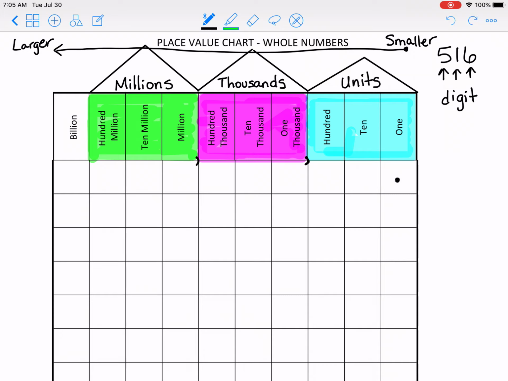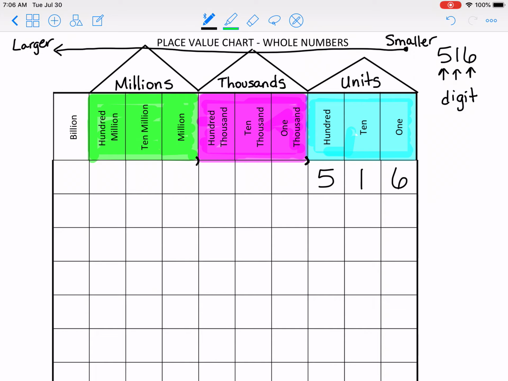Now, let's look at that number 516 that we referred to earlier. So I'm going to place the number 516 on my place value chart. So we're going to fill in 516. So now you've broken the number into its digits. And now you can look at the value of every digit in the number 516.